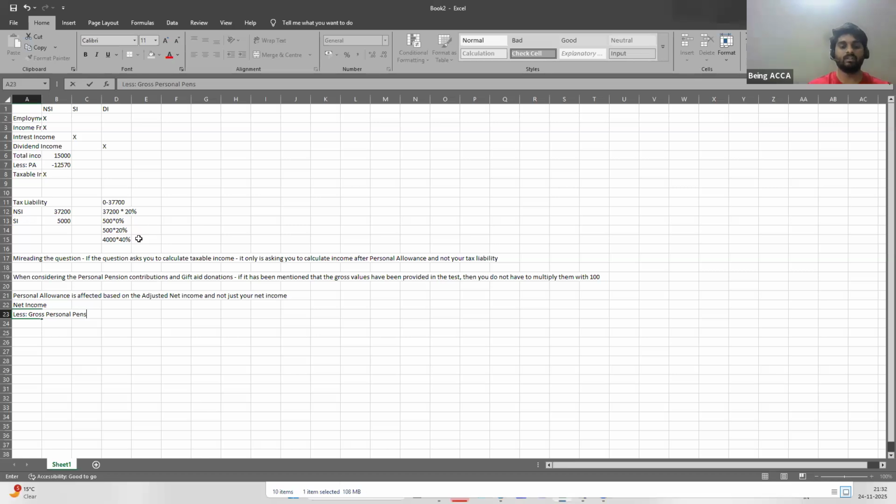So, net income less gross personal pension contributions, less gross gifted donations. Only if it exceeds 100,000 after these deductions, that is when your personal allowance will be affected. Is that correct?